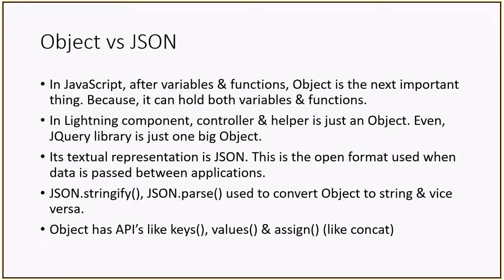Then the Object API. This object is exactly the same as a map in Apex, so you have a very similar API here. You have keys, which gives just the keys from the object. You have values, which gives all the values in the object, and you also have assign. Assign is very similar to concat. If you have two objects and you assign one to another, it merges both and returns you one big object. I have used only these three APIs.